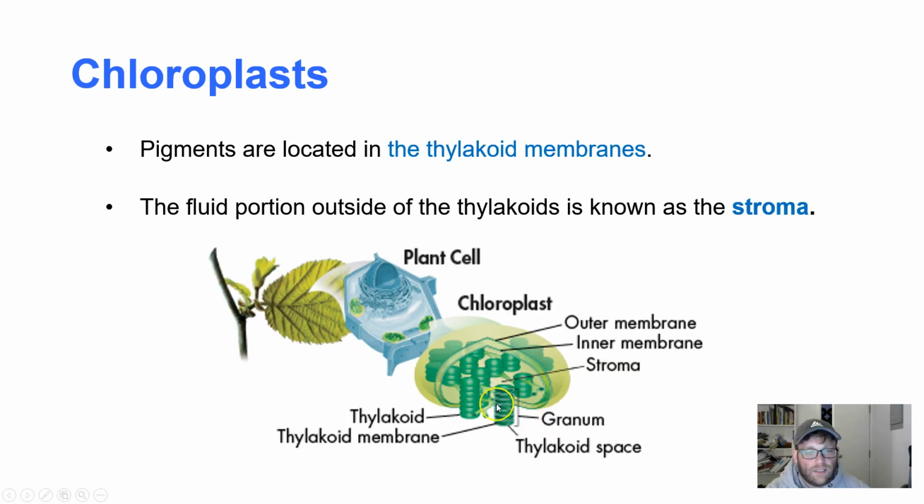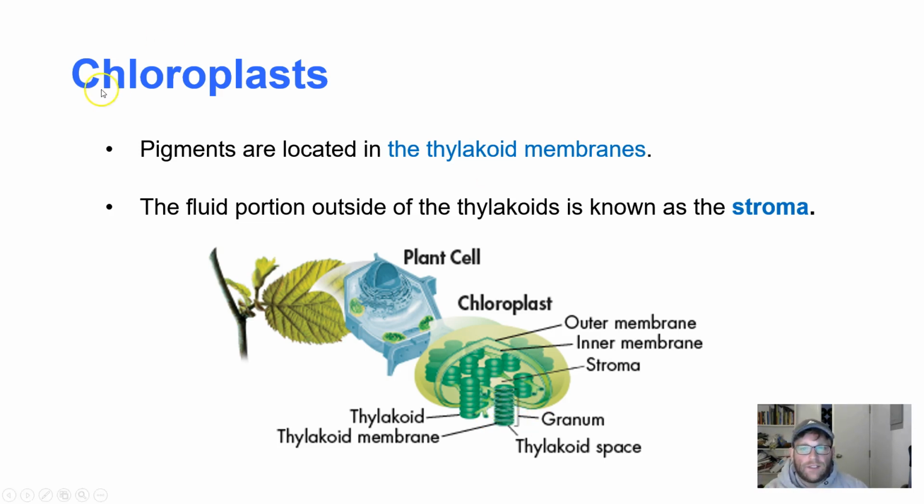Okay, and so here's kind of a little bit more zoomed in image of that. So here's our granum, again, our stack of thylakoids. Our thylakoid is each of these individual spaces here. You have the membrane of the thylakoid, and then this internal space inside the thylakoid. Okay. So like in our mitochondria, when we talked about the cristae and the folds, right? This is where the reactions are occurring that we're going to address in our next lecture video. They're all happening across this thylakoid membrane.